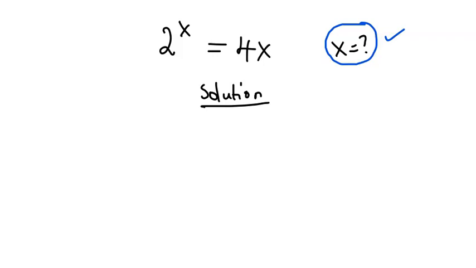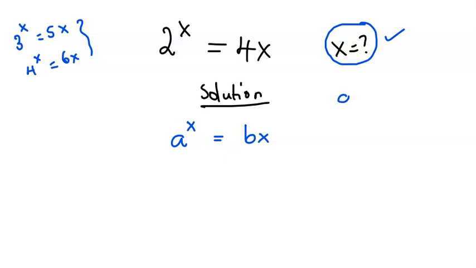Let us first make a general solution to this type of equations. Sometimes the equation may be 3 to the power of x is equal to 5 times x. Sometimes it may be 4 to the power of x is equal to 6 times x, and so on. So in general, we can say that a raised to the power of x is equal to b multiplied by x, where a and b are real numbers, right?